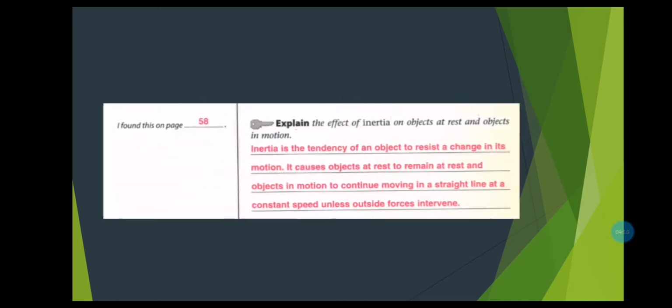Explain the effect of inertia on objects at rest and objects in motion. The answer to this question is on page 58. Inertia is the tendency of an object to resist a change in its motion. It causes objects at rest to remain at rest, and objects in motion to continue moving in a straight line at a constant speed unless outside forces intervene.